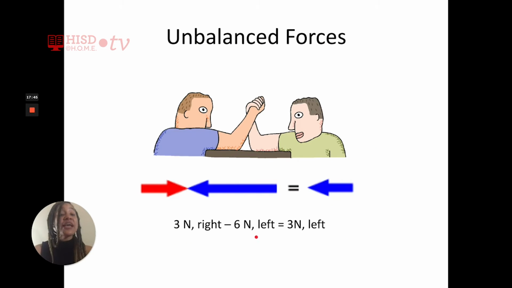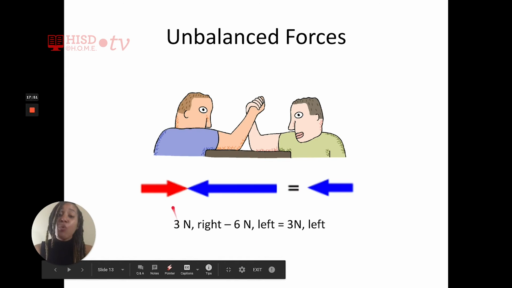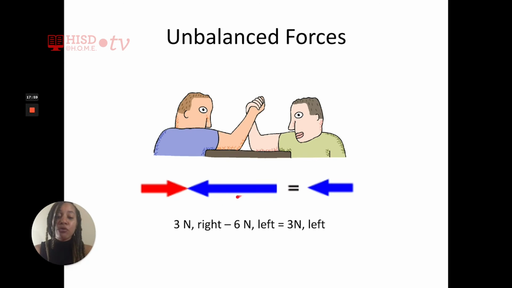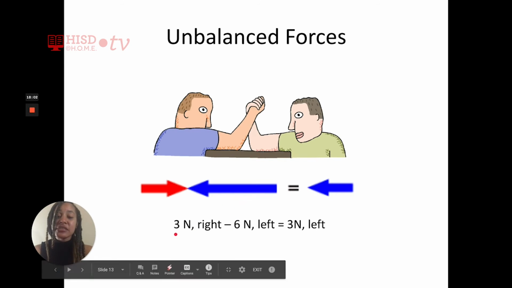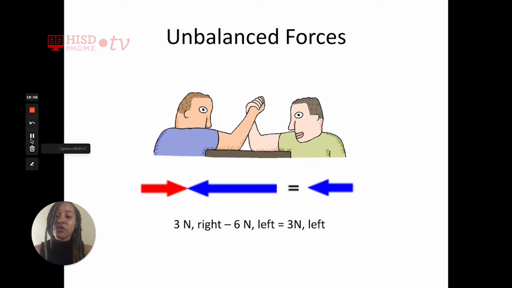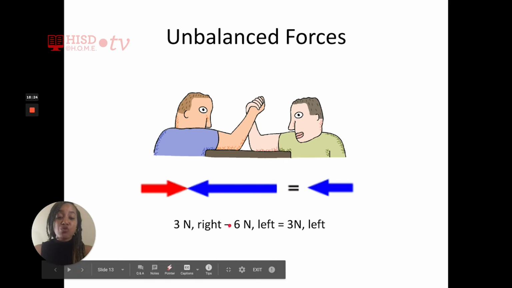Let's continue to discuss unbalanced forces. So, for example, here we have 3 newtons, and then we have 6 newtons for the blue arrow. So the blue arrow equals 6 newtons. The red arrow equals 3 newtons. These two forces are acting in opposite directions. The red force is moving to the right. The blue force is moving to the left. Because these two forces are acting in opposite directions, we must subtract.